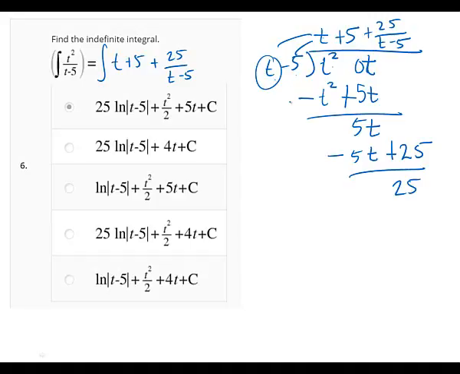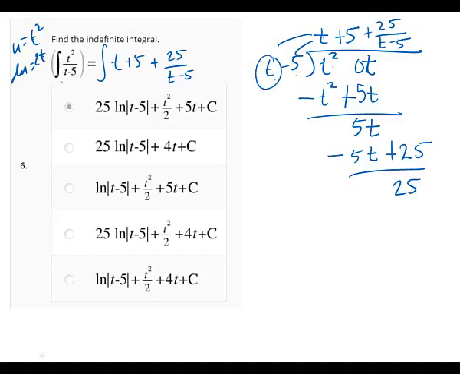Okay. How do I know when to use long division? First of all, I tried to use u-substitution, and it didn't work, right? Because if I did u on the t squared, du would be 2t, and this t is in the denominator, right? It has to be in the numerator. So my u sub didn't work.